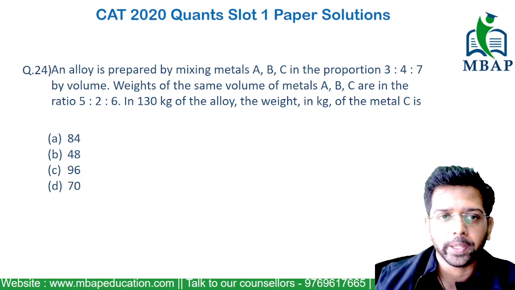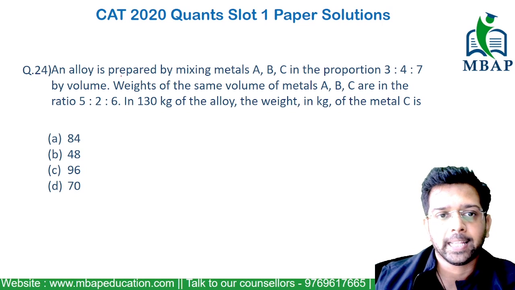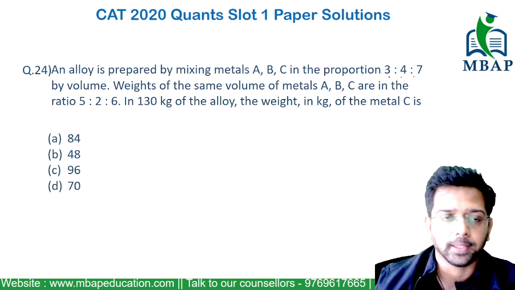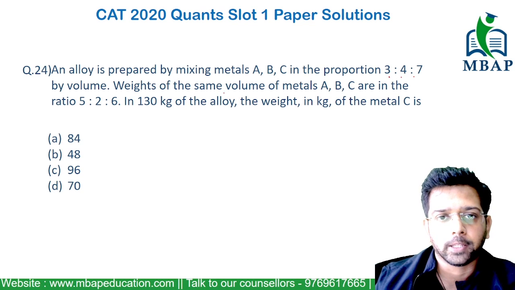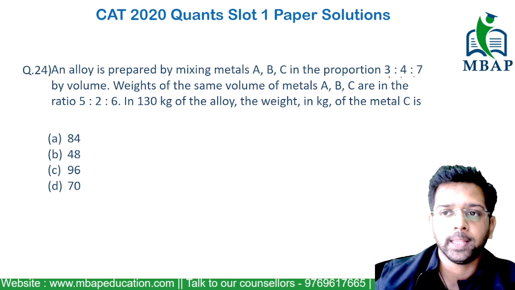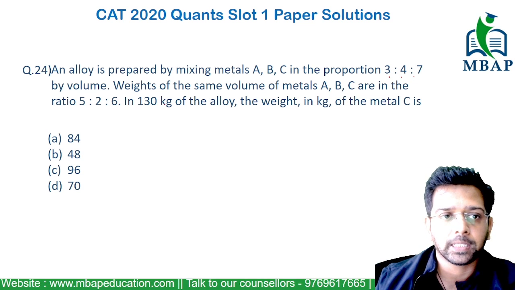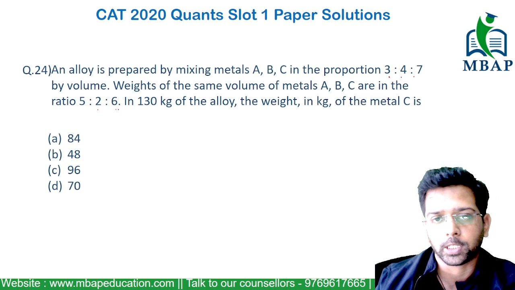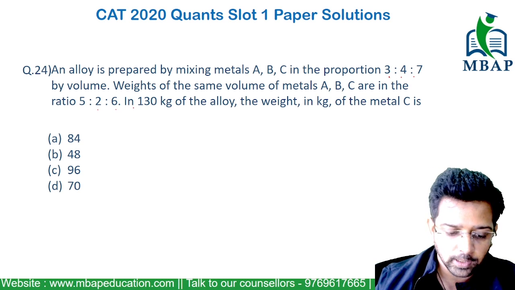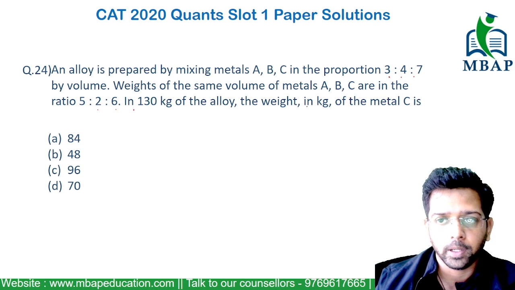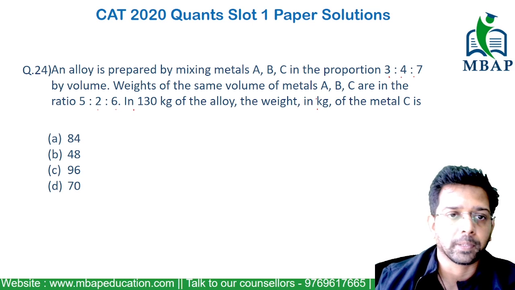Let's take the next question. Very easy question. The question says, an alloy is prepared by mixing metals A, B, and C in the proportion of 3:4:7 by volume. The weights of the same volume, which is 1 liter, 2 liter, whatever the liters may be, of A, B, and C is in the ratio 5:2:6. The question is, in 130 kg of alloy, in kg, what is the weight of metal C?